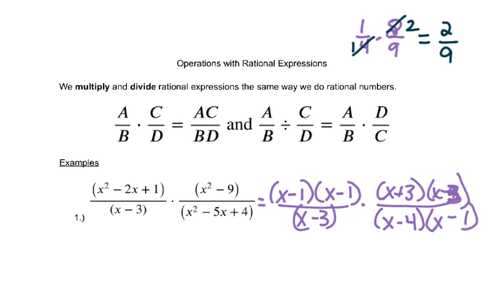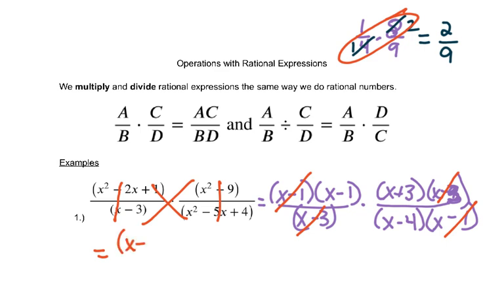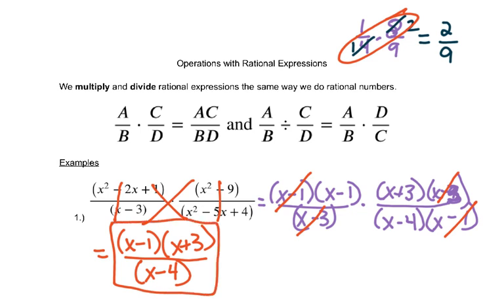Now, when we're looking to cancel factors, we can look either diagonally across, just like we did here, or we can also look straight up and down to cancel out factors. So let's see, we can cancel an x minus 1 and an x minus 1, and an x minus 3 and an x minus 3. Let's see what we have left. In the numerator, we have an x minus 1 times an x plus 3, and in the denominator, we have just that x minus 4. And you can leave your answer just in that factored form. You don't need to multiply it out.